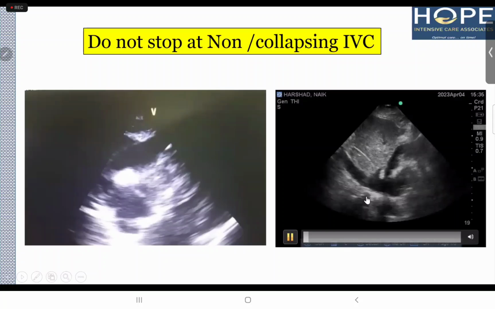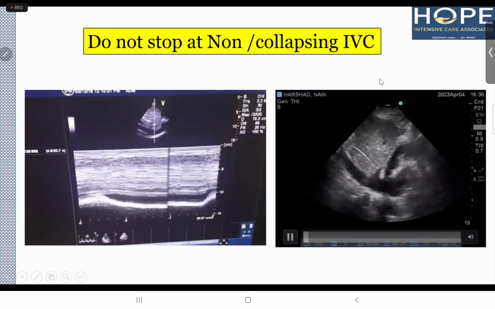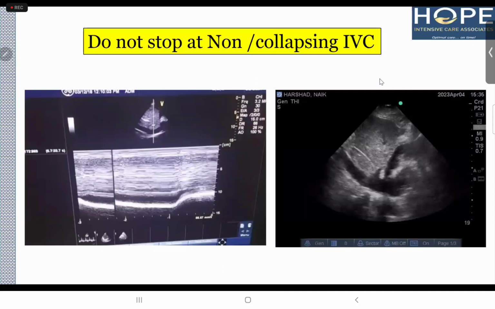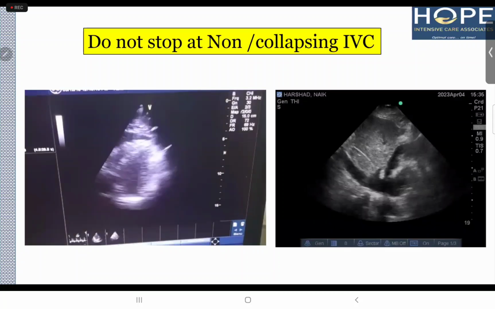Right. So this is how the difference is. So if you jump to a conclusion just from the IVC, you may end up making a big blunder. And that's why, from one point, don't jump to a conclusion. And that's where the importance of protocol is.